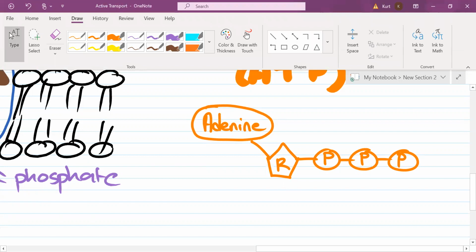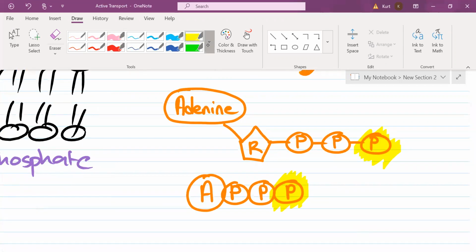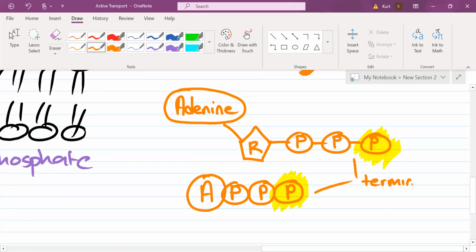A lot of videos that you watched, they just really simplify it to look like this. That's it. Now, I want to really focus on this phosphate, the third one. That third and final phosphate is called the terminal phosphate. This is where all the power comes from. Whatever cellular process gets that phosphate, it is going to be energized. It's going to be turned on.